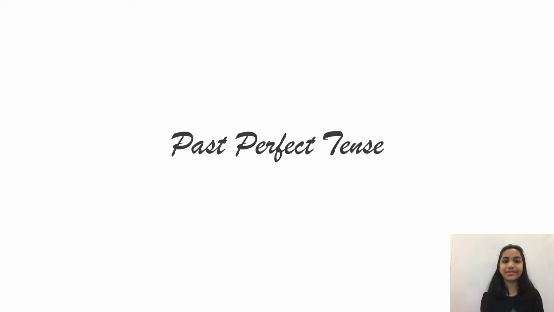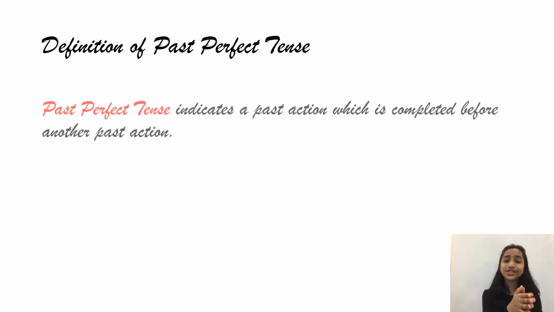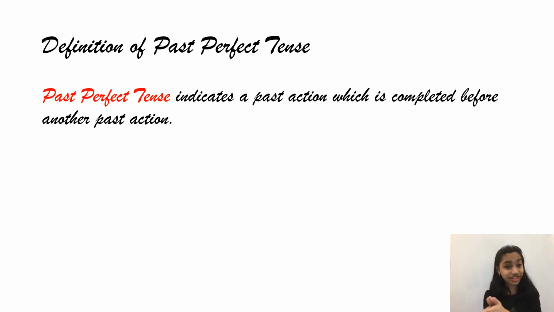In this video, we'll be looking at past perfect tense. So let's go. As usual, we'll start the session with the definition of past perfect tense. Past perfect tense indicates a past action which is completed before another past action.